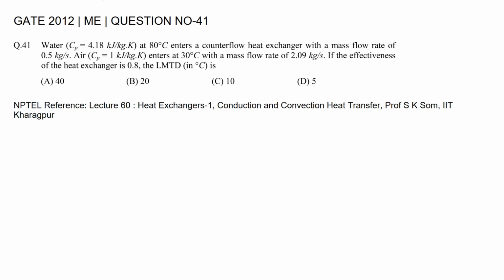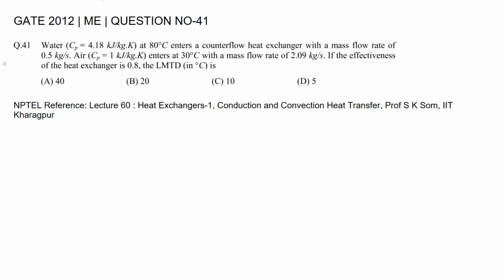This question is from GATE Mechanical Engineering of 2012. This is question number 41. The question is, water whose specific heat at constant pressure is 4.18 kilojoule per kilogram Kelvin at 80 degrees Celsius enters a counterflow heat exchanger with a mass flow rate of 0.5 kilogram per second. Air whose specific heat capacity at constant pressure is 1 kilojoule per kilogram Kelvin enters at 30 degrees Celsius with a mass flow rate of 2.09 kilogram per second.